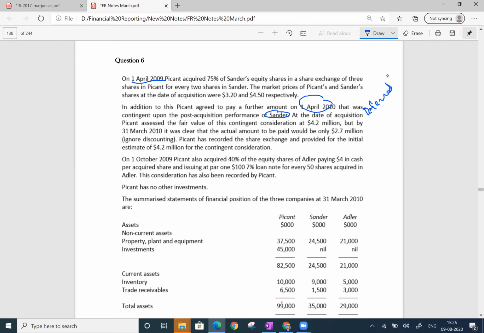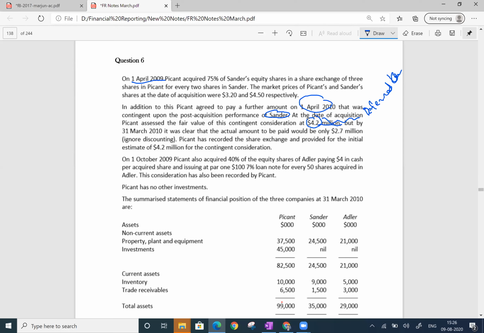We normally say this as deferred consideration. Yes, you're right. Next, continuing with this. At the date of acquisition, P assesses the fair value of this contingent consideration at 4.2 million. So my first question, at the date of acquisition, the value is 4.2 million.